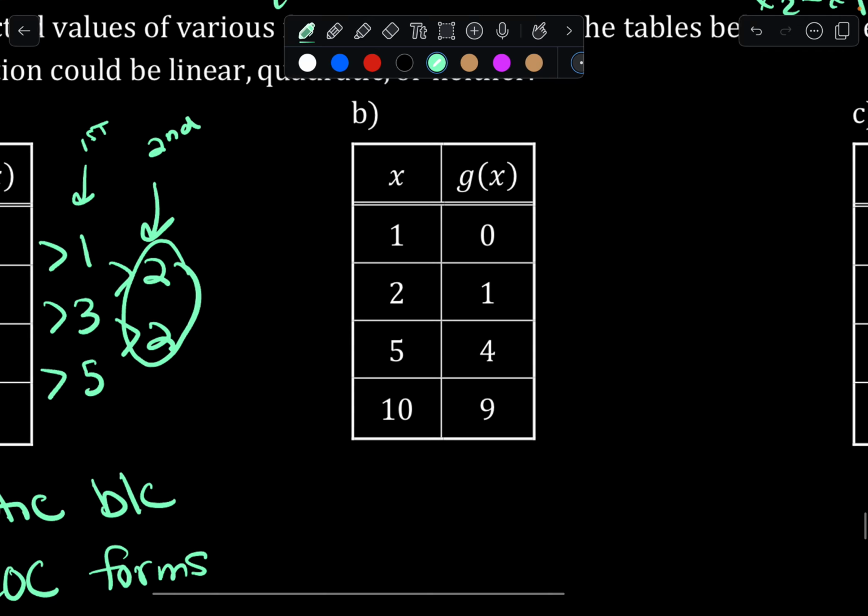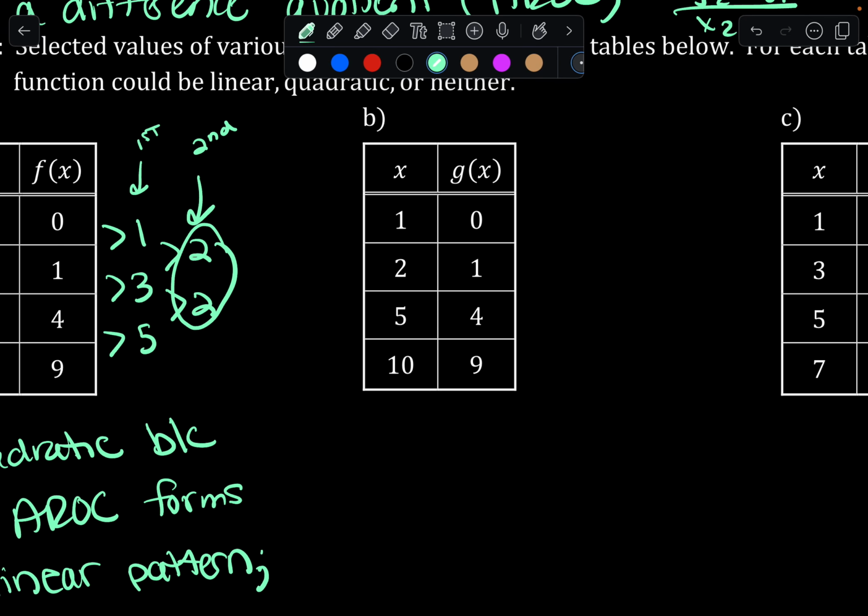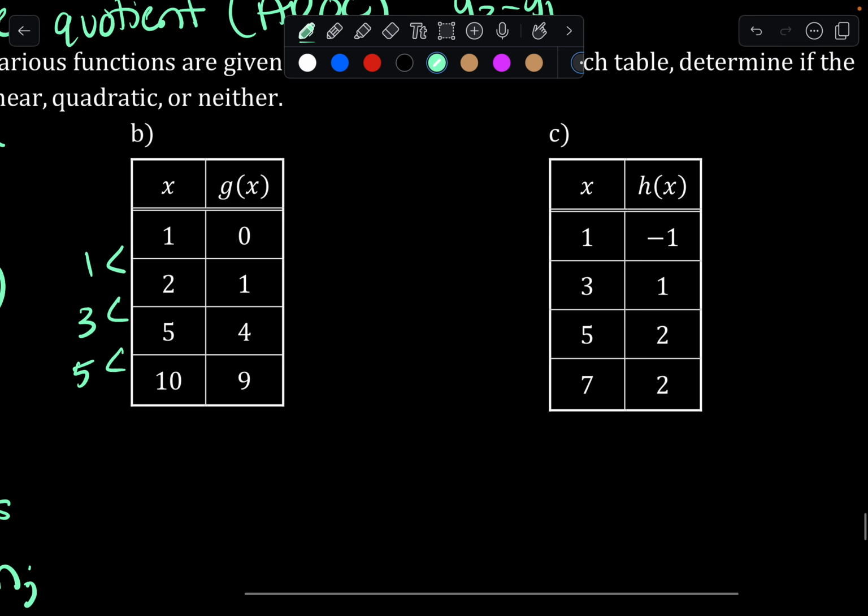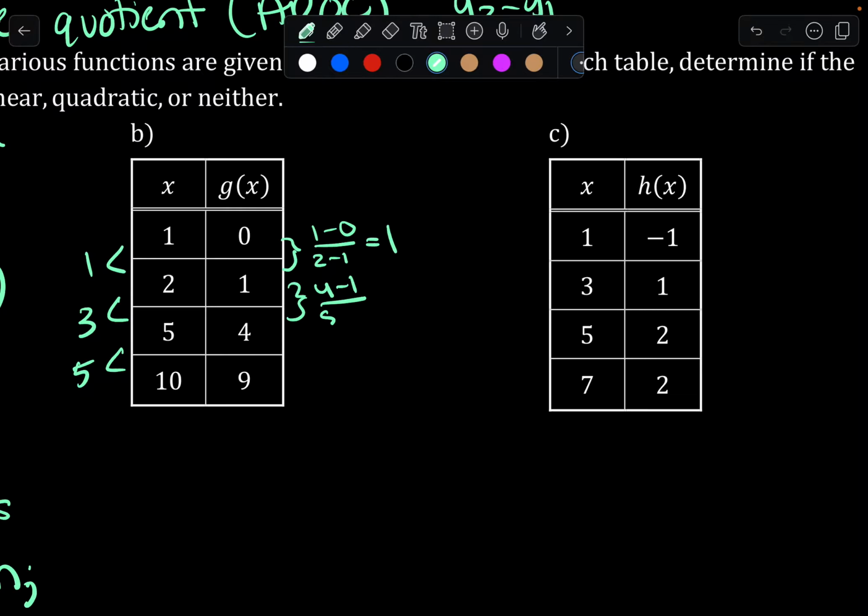All right, if we look at B, if you look at the inputs, they are not consecutive. So we have plus 1, plus 3, and then plus 5. So for this particular example, we will have to use a difference quotient, aka the average rate of change. So if I look at these two, I'm going to have 1 minus 0 divided by 2 minus 1, which is going to be 1. For these two coordinates, I have 4 minus 1 divided by 5 minus 2. That's 3 over 3, so we get 1 again. And this last pair, we have 9 minus 4 divided by 10 minus 5. That's 5 over 5, which is 1.